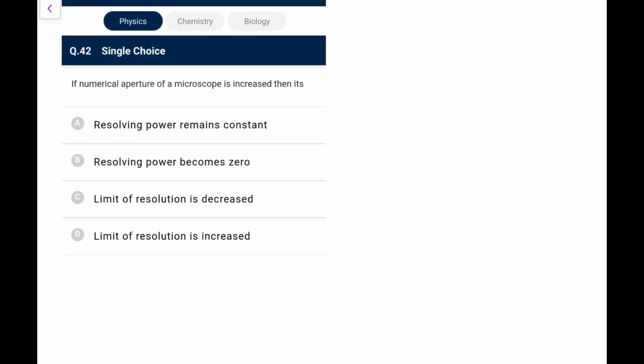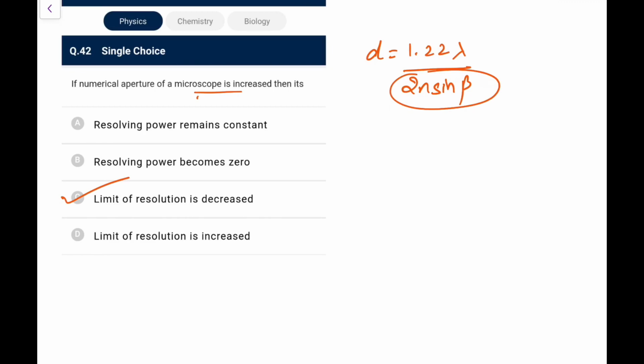Numerical aperture of a microscope is increased, then what happens to the limit of resolution and the resolving power? Okay, so if we talk about the limit of resolution, we had that formula 1.22 lambda upon 2n sin beta, if we had the oil of liquid n, and this was the numerical aperture. So if the numerical aperture is increased, then the D will decrease, so the limit of resolution decreases, and therefore the resolving power increases. So we'll go for option C in this particular case.